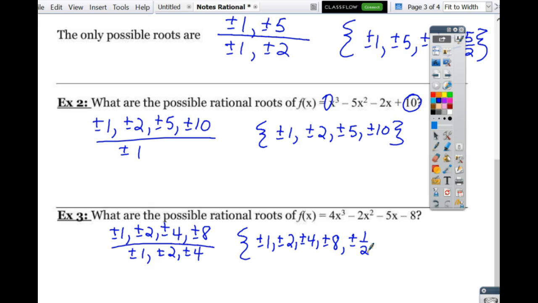Now, what's 2 divided by 2? I already have it, so I don't have to do it again. 4 divided by 2 is, I already have it. 8 divided by 2 is 4. I already have it. So I'm going to go to the 4. So I get plus or minus 1/4. 2 divided by 4 is a half. I already have it. 4 divided by 4 is 1. I already have it. 8 divided by 4 is 2. So I'm all done. Which one goes on top, the constant or the leading? Constant on top, the leading goes on bottom.